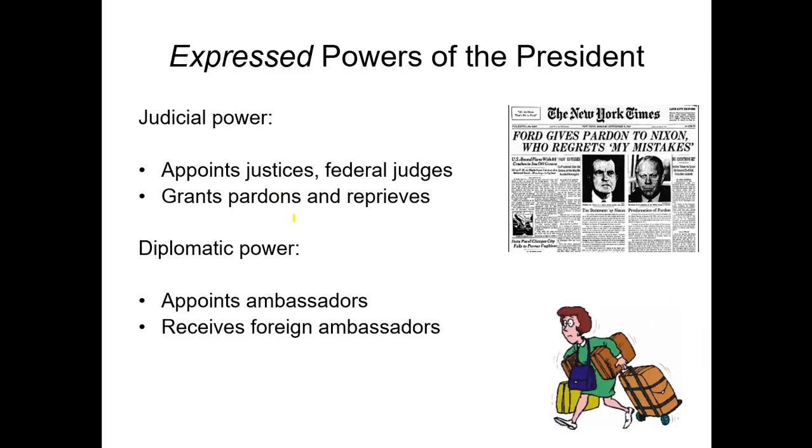The diplomatic power of the president: he appoints the foreign ambassadors. He also receives foreign ambassadors. We already talked about how the president is the face of the nation. He represents the United States of America. He's the only person that's elected by the entire country. And he also has the power to negotiate treaties. So his representatives go work out the details. The president, of course, will sign that agreement.